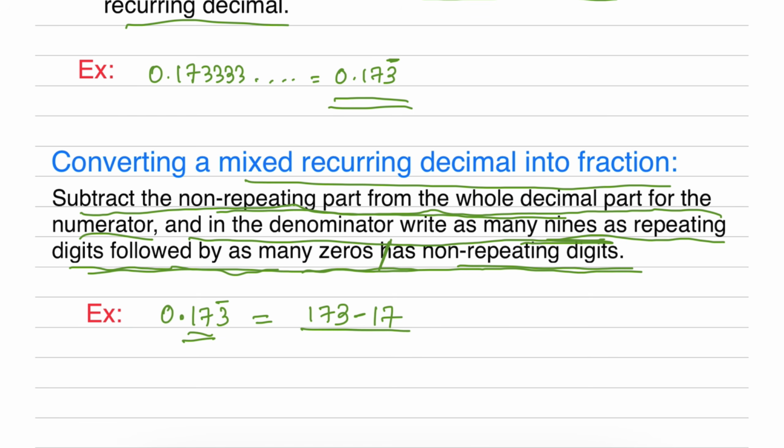So how many digits are repeating? Only one digit is repeating, so only write 1 9 and write as many zeros as non-repeating digits. Means only 2 digits are non-repeating, so write only 2 zeros. So the answer is 156 by 900. It is the fraction.